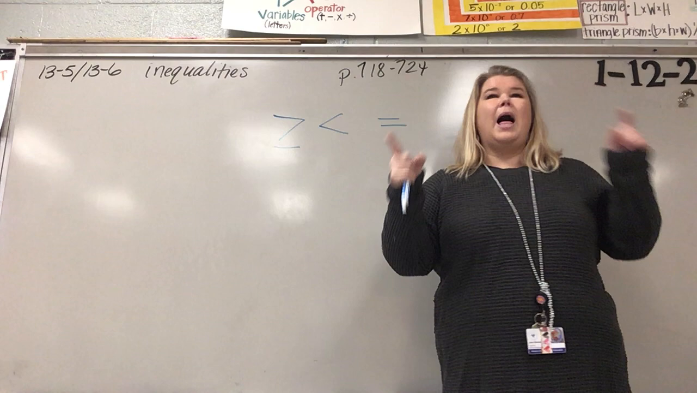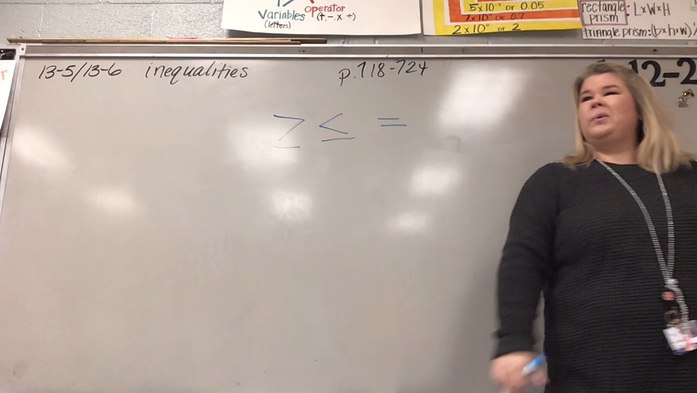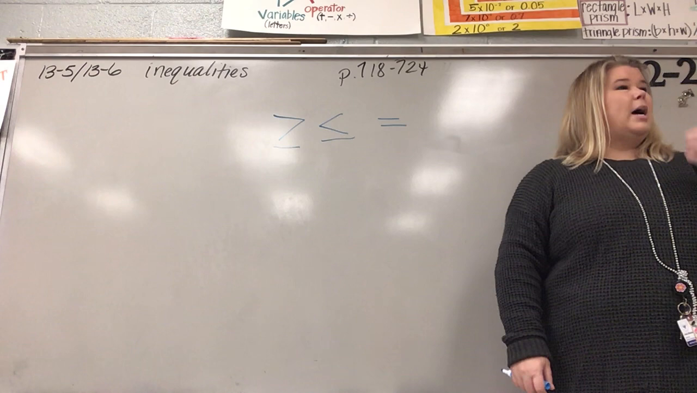Because what makes an equal sign? Two lines. Then what do you think that one is? Less than or equal to. Yeah. So you've got greater than or equal to, or less than or equal to.